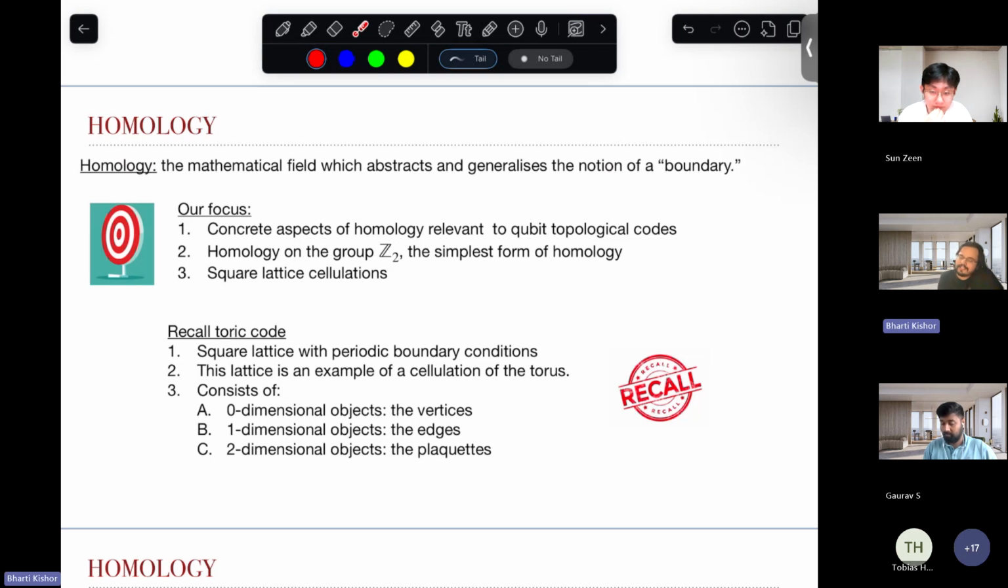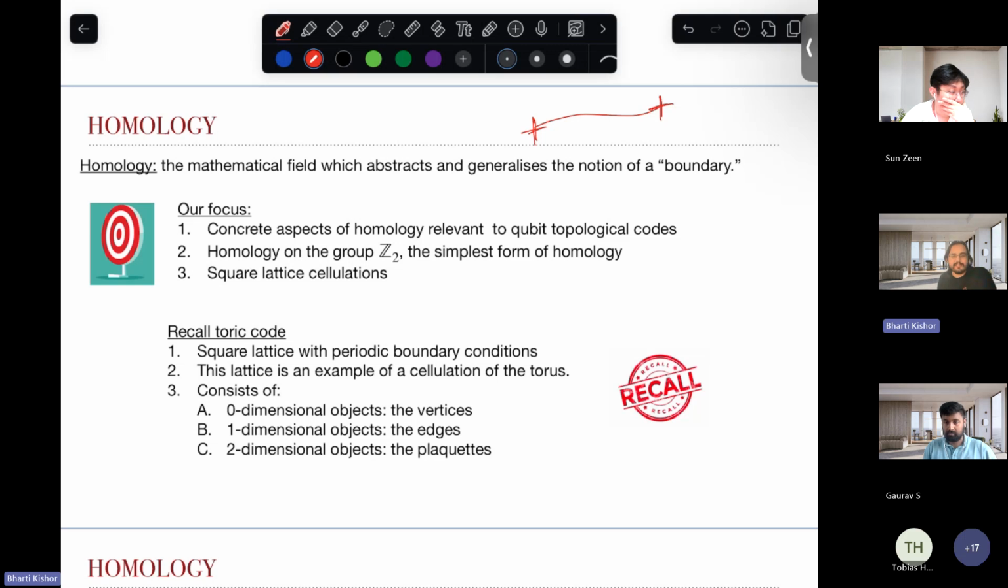In the last session, you might have seen this thing, right? We were saying that let's say there is some error, some kind of a string, then we have to measure some operators which are at the boundary. And that helps us figure out what error actually happened. Even if you don't remember, it's okay. But what is a boundary? It's a very nice idea, and homology basically tries to understand that.